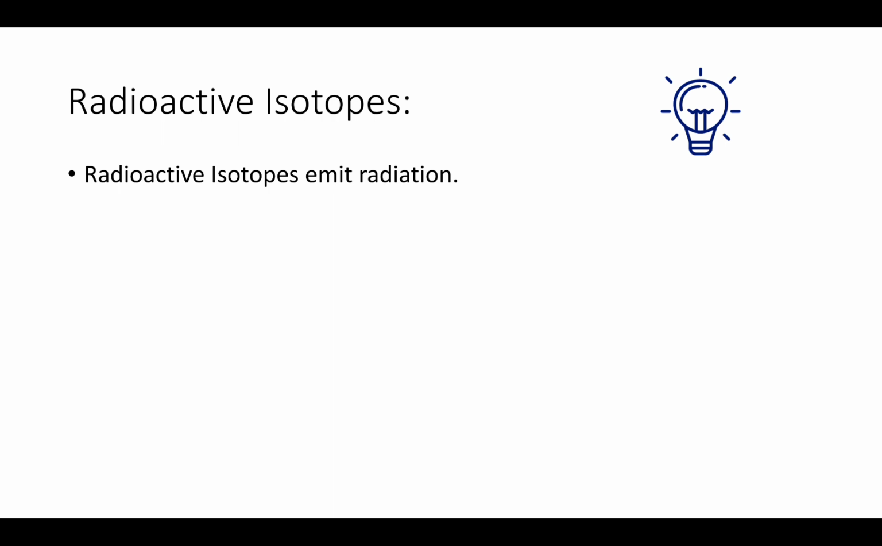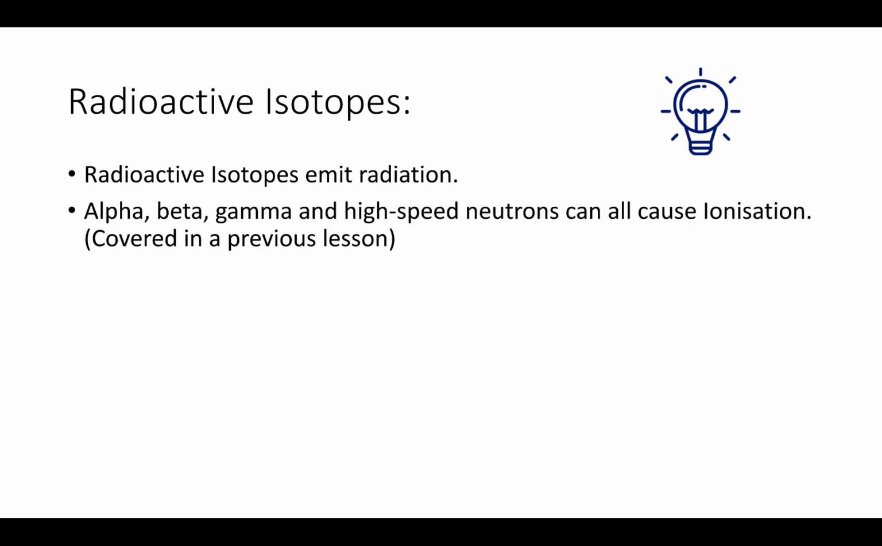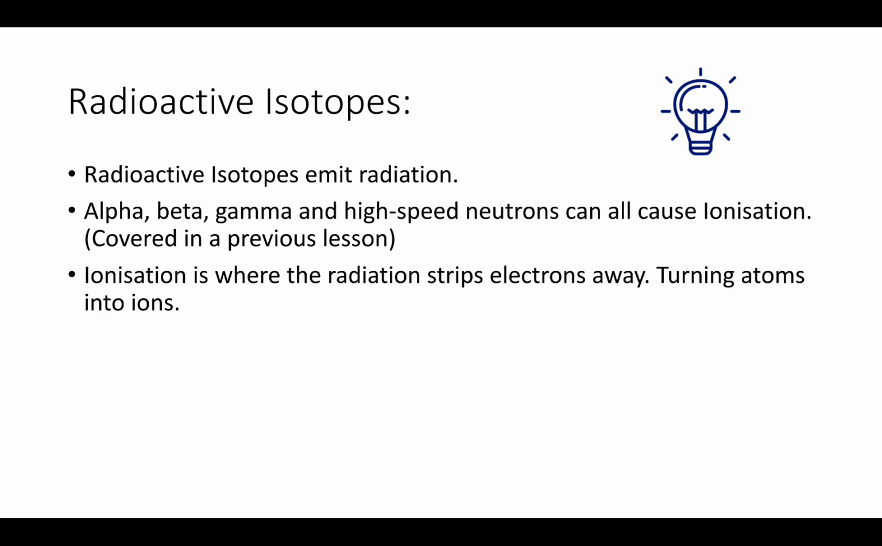So, radioactive isotopes. Radioactive isotopes emit radiation, alpha, beta and gamma, and also high-speed neutrons can all cause ionization. The alpha, beta and gamma is covered in quite some depth in previous lessons.